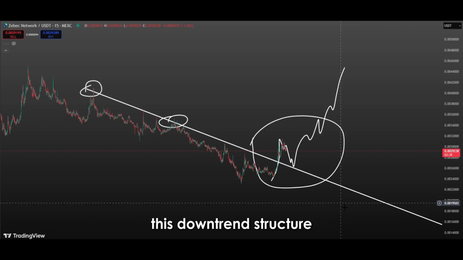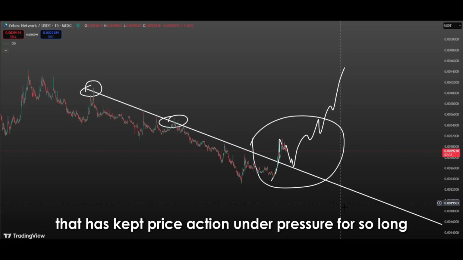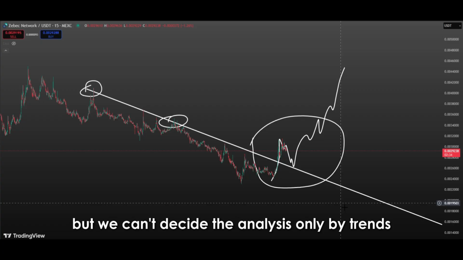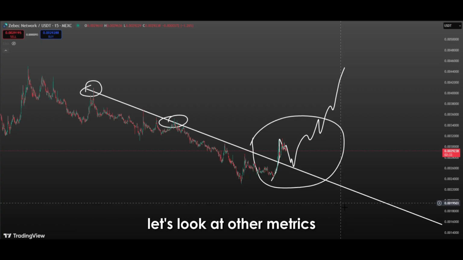As a result, this downtrend structure that has kept price action under pressure for so long now appears to have been overcome. After a strong move past this resistance, the price is now retesting this area that previously worked as resistance. But we can't decide the analysis only by trends. Let's look at other metrics.